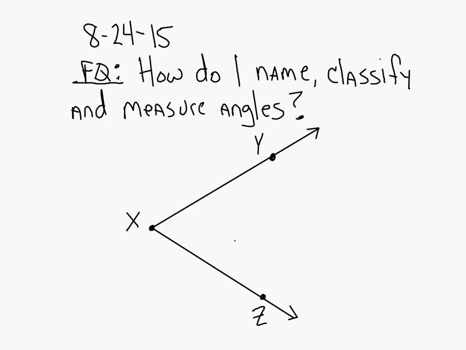Somebody may already know how to name an angle, and they don't have to write this down. But if you don't know how to name an angle, and you think you might forget, then I would write this down. An angle is made up of two rays. In this picture, you've got ray XY and ray XZ. Those rays have a common endpoint, which is X. Those rays form an angle. X is called the vertex of the angle. Vertex, right there.